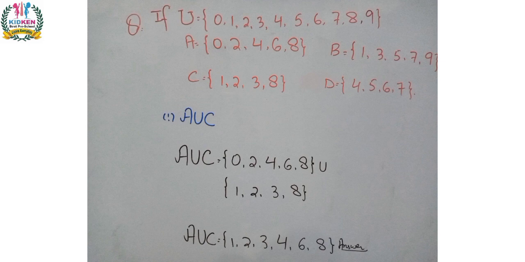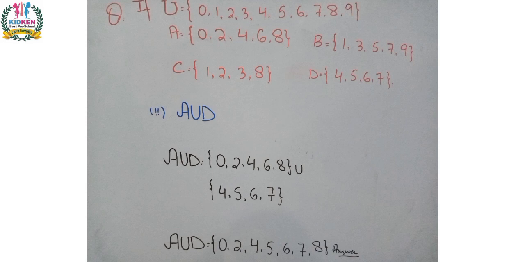Like we have the question A union C. So we can write the values of A and the values of C together in the form of one set. A has values 0, 2, 4, 6 and 8 and C has values 1, 2, 3 and 8. So A union C has 0, 1, 2, 3, 4, 6 and 8. This is the final solution of A union C. Next part of this question, A union D.